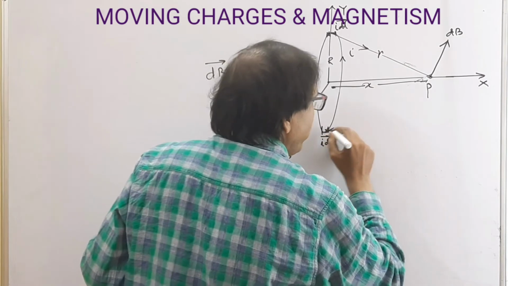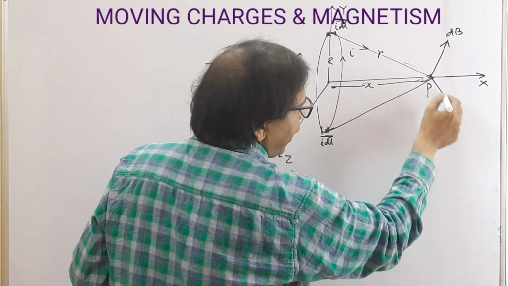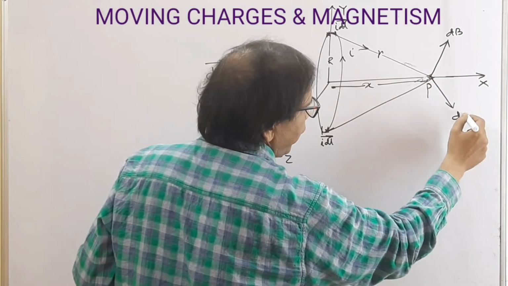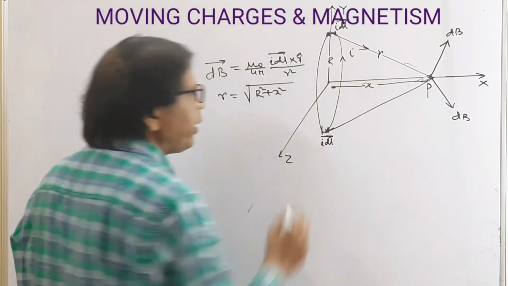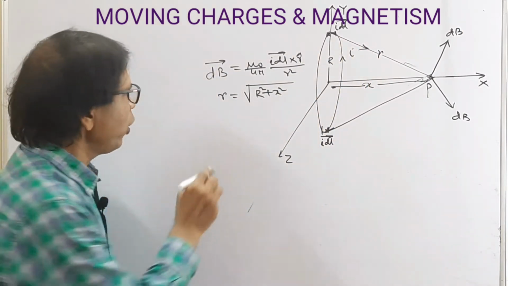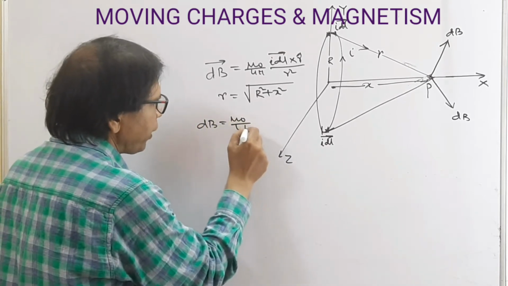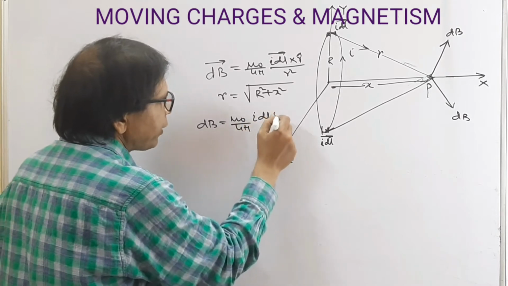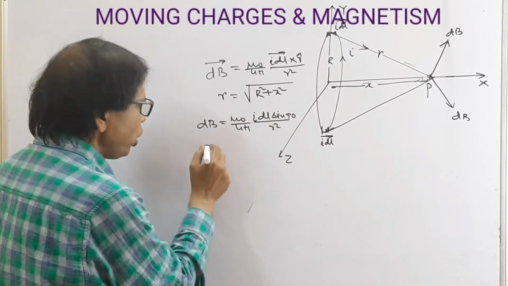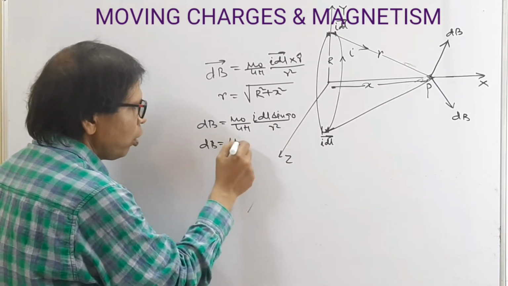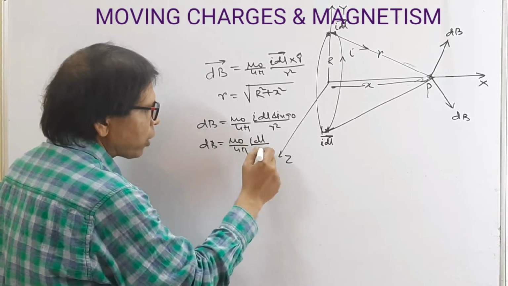Okay. In the same way, the magnetic field due to this current element is also directed along this direction. Okay. Now look at this. The angle between r vector and Idl vector is 90 degrees. So look at this, dB equals mu naught by 4 pi, Idl sin 90 degrees divided by r square. Okay. So this is dB equal to mu naught by 4 pi, Idl by r square.